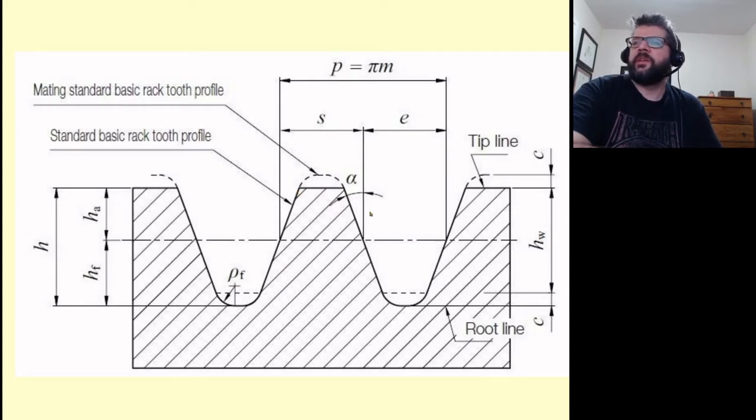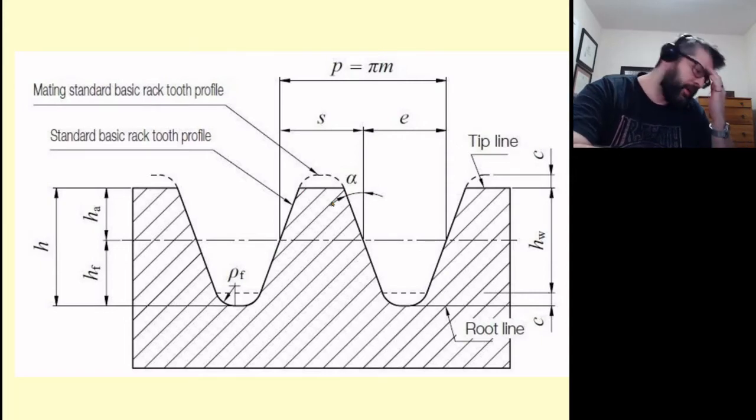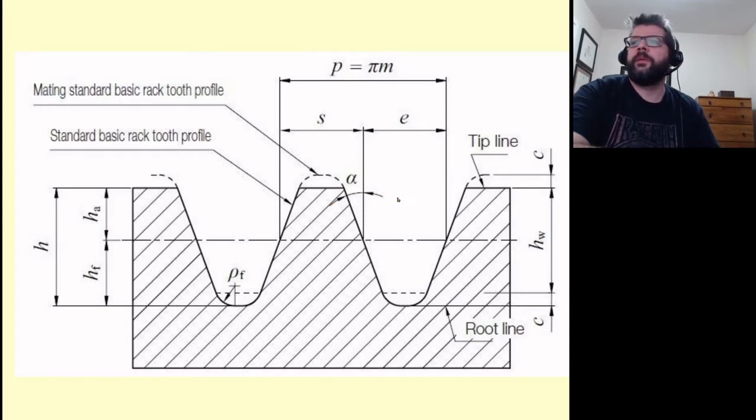This is the geometry of a rack cutter that would be used to cut that. The pitch here up top corresponds to the same pitch that you would end up with for the gear, and the angle alpha here is going to be your pressure angle as well.